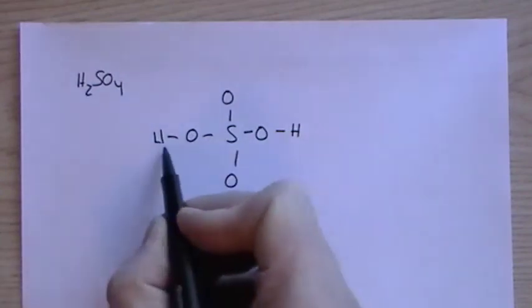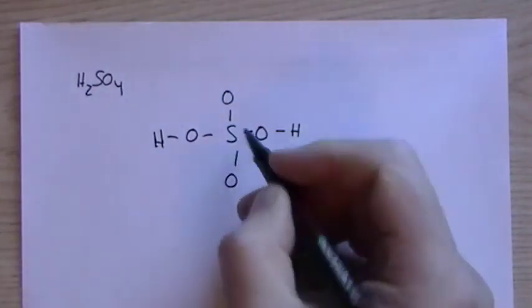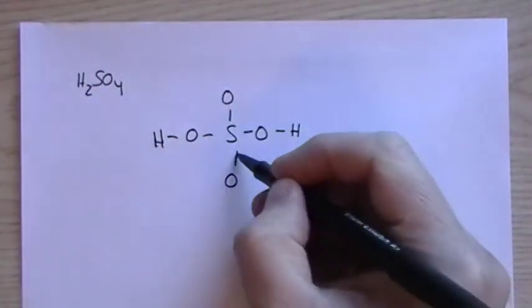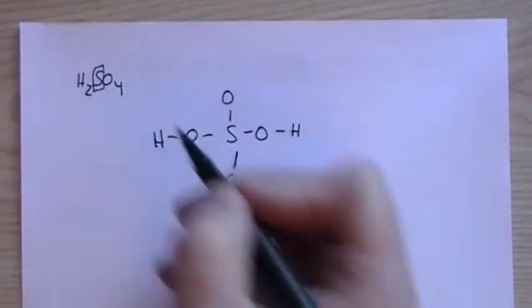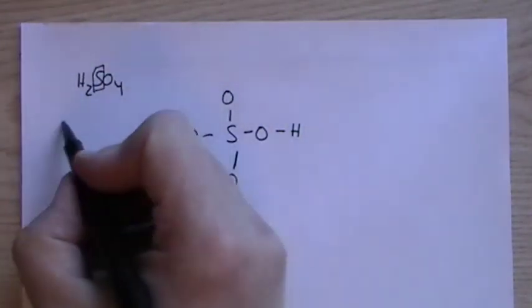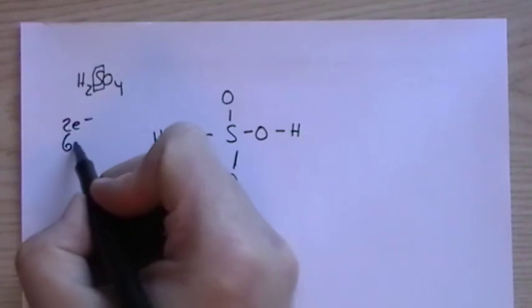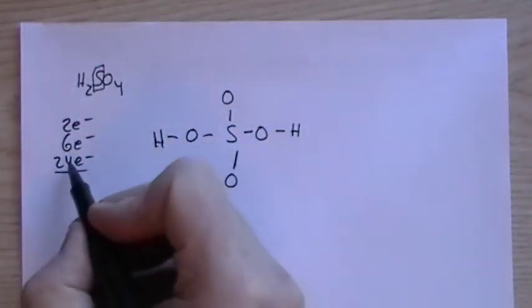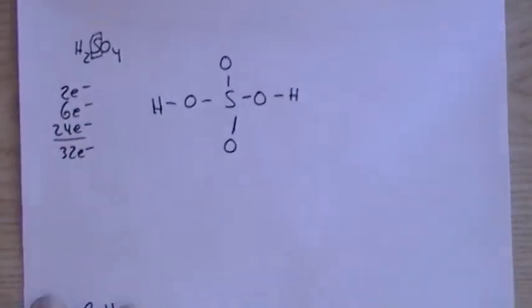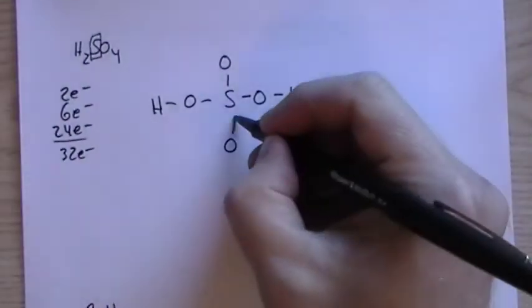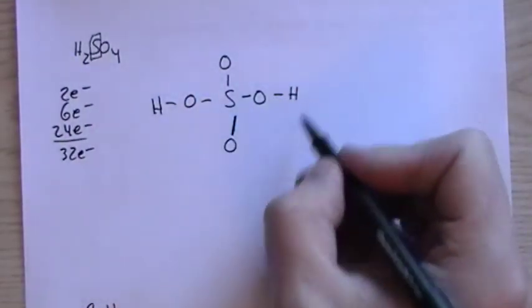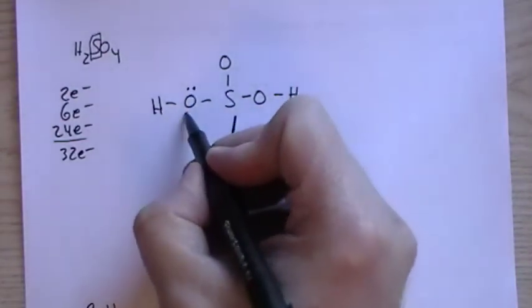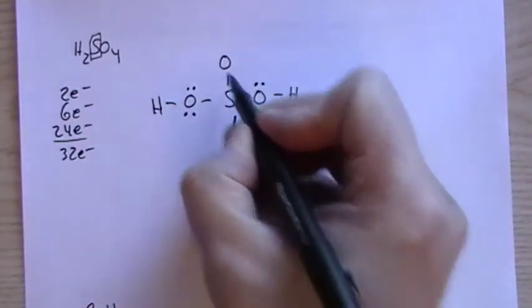There's only 2 hydrogens, so there's only 2 oxygens involved, and then the other oxygens are just connected to the central atom. So there's 2 electrons for the hydrogens, 6 for the sulfur, and then 6 times 4, 24 for the oxygens. So this gets a little trickier, because we still have a central atom, but then we have these other guys attached on the ends. But try to complete the octet.